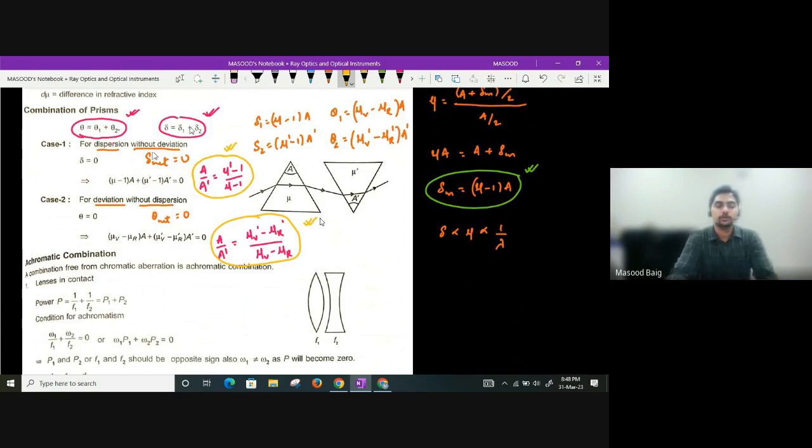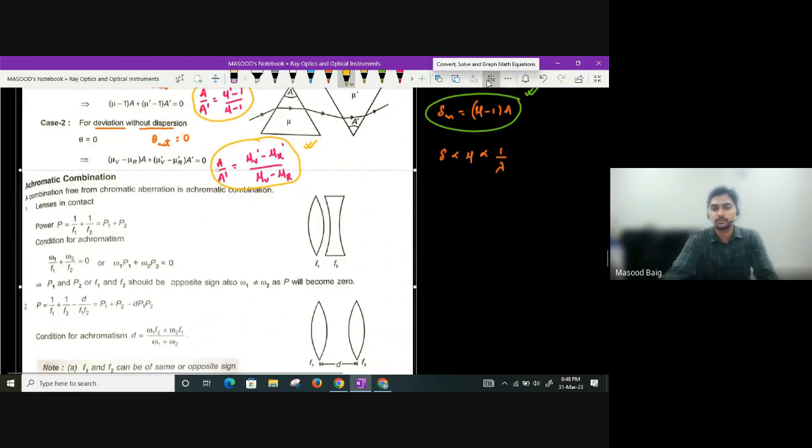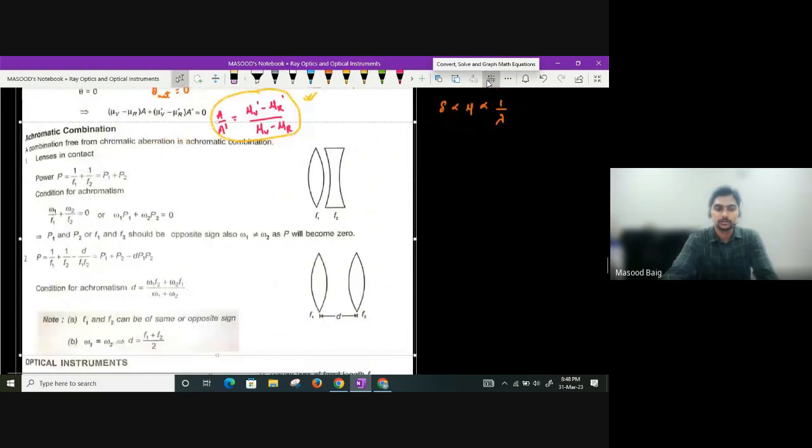Clear, all of you? Combination of prisms and dispersion case. Yes, sir. Please remember the formulas directly. While we are solving problems, we can learn something more extra. But as of now, please go and remember the formulas, guys.